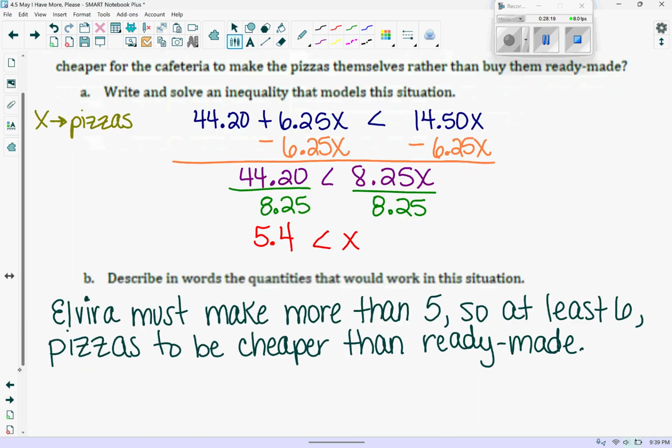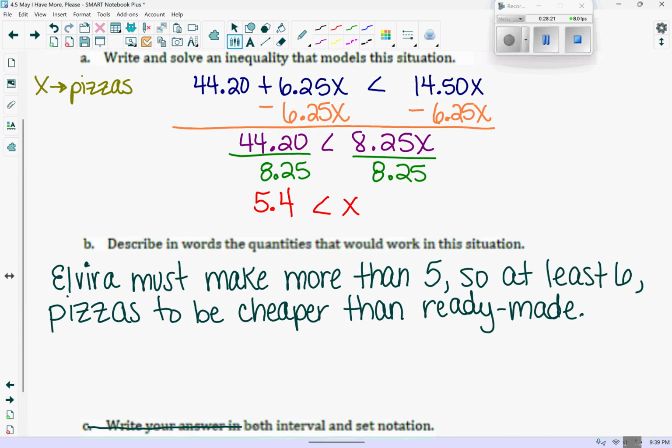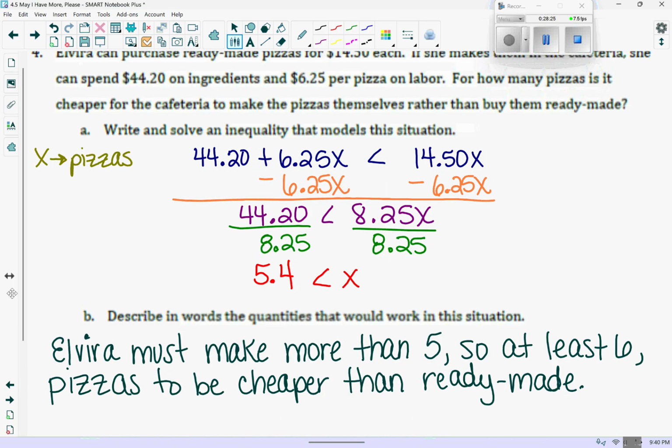All right. Again, mark out part C. Pause it if you need to. I'm going to keep moving.